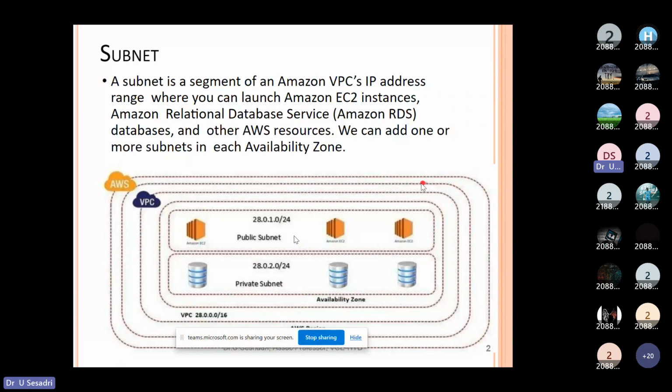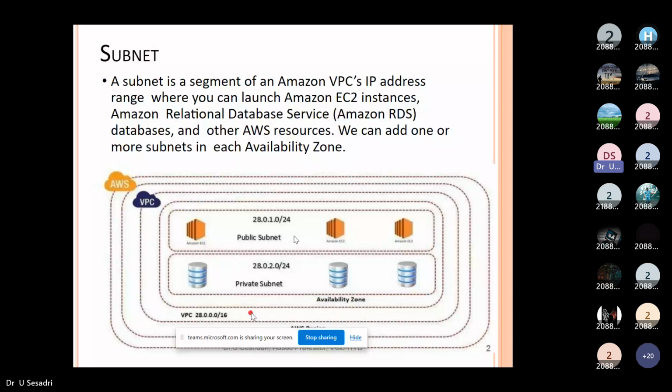If we choose the Mumbai region, under the Mumbai region you are creating your own virtual private cloud with the address 28.0.0.0/16. That means 65,536 IP addresses we can assign. Under that, I have mentioned the VPC also, 28.0.0.0/16. Under that, we are creating two subnets.